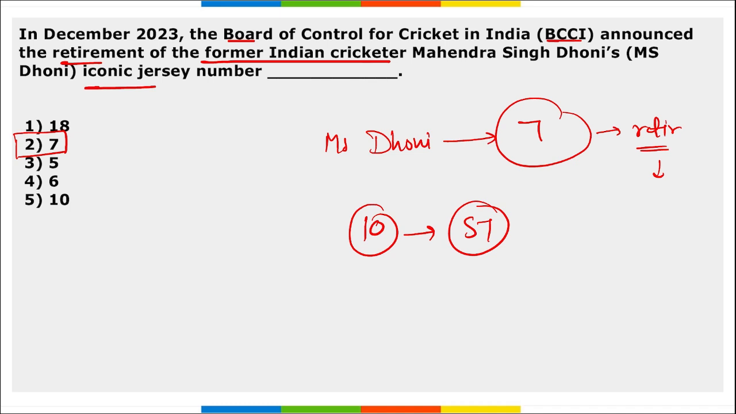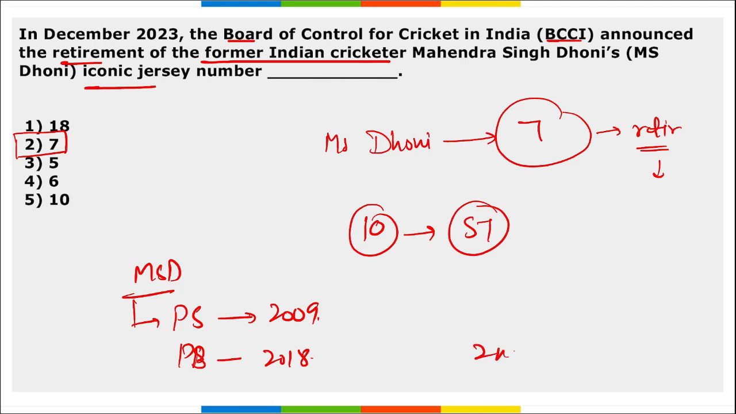Then if we talk about Mahendra Singh Dhoni, he was honored with Padma Shri in 2009, Padma Bhushan in 2018, right? And he became the second cricketer to be awarded with Major Dhyan Chand Khel Ratna Award, correct? And that was in 2007.